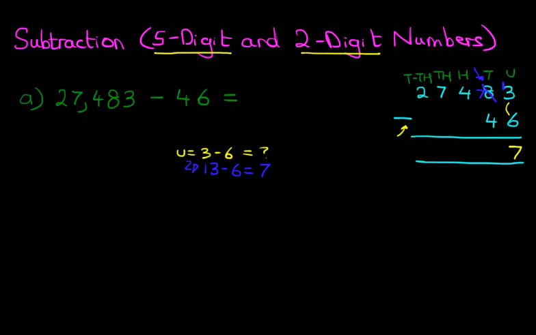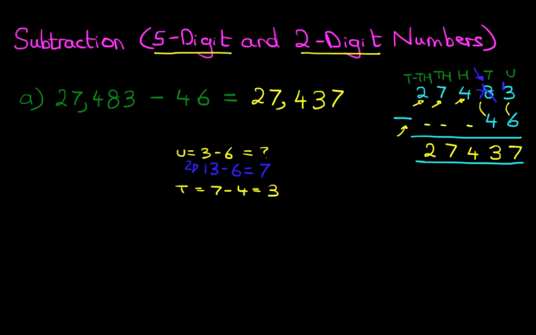Okay, we've done the units, now it's the tens. We've got 7 minus 4. So we can show the workings. We've got 7 minus 4. 7 minus 4 is 3. Okay, we've done the subtraction. As for the other digits, the hundreds, the thousands, and the 10,000s, well, we're subtracting 0. So these digits do not change in this example. So the answer to the question is 27,437. And for that we get a nice big tick.